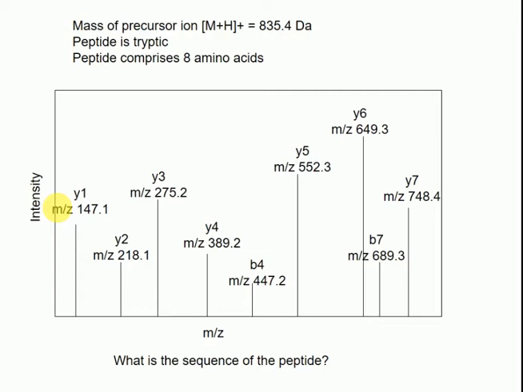Okay, right, I'll go through it. So I've had various comments. We know that the peptide comprises 8 amino acids, and we know that the peptide is tryptic. What that tells us is that the C-terminal residue must be lysine or arginine, because that's where trypsin cleaves. We don't know which one yet, but it must be one of those.